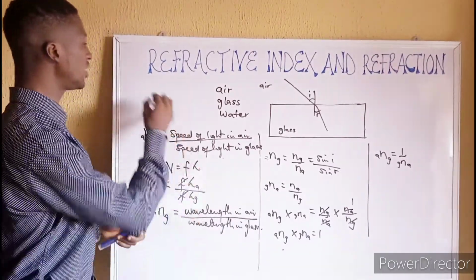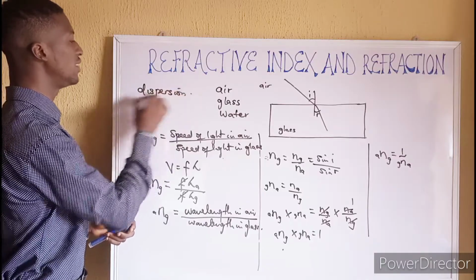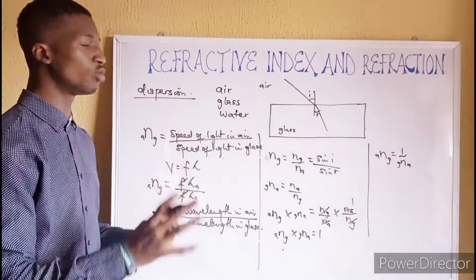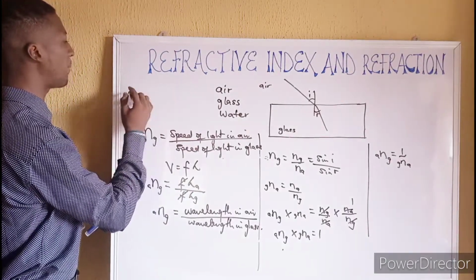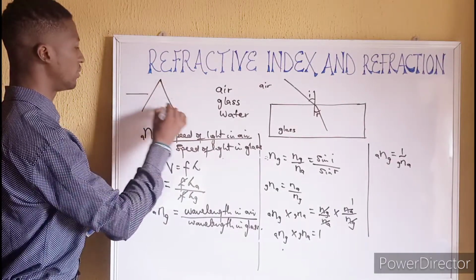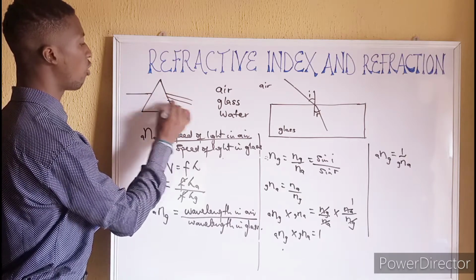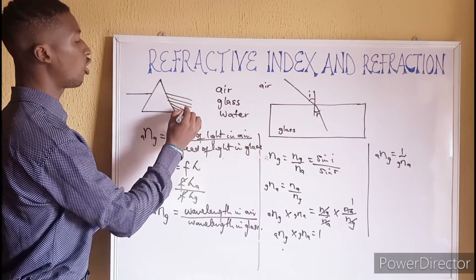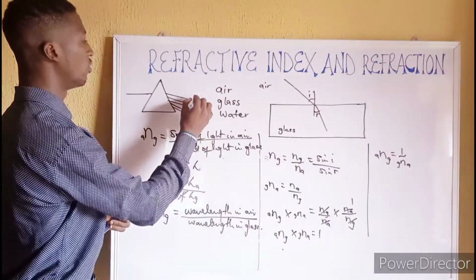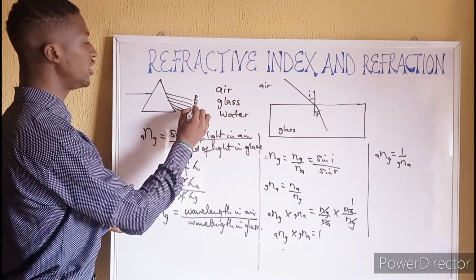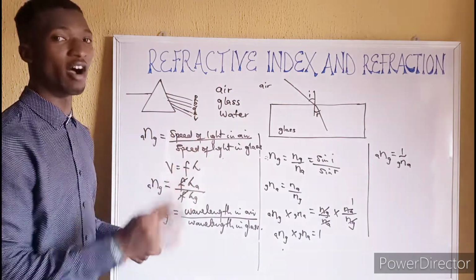I also want you to know here that the corresponding effect of this change in wavelength is what also results in what is referred to as dispersion. And what is dispersion? This is the separation of white light into its component colors. So when white light passes through a triangular prism, it definitely separates into different color components. These are what we refer to as ROYGBIV, where you have red, orange, yellow, green, blue, indigo, and violet.